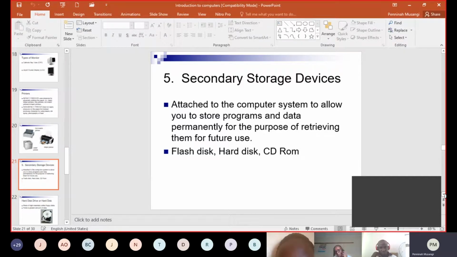And basically they are used to store programs and data permanently for the purposes of retrieving them for future use. So our flash disks, that is our USBs, our phones also as a storage device, our hard disk, our CD-ROMs, those are secondary storage devices. And we use them to store programs and even to store data for future use.